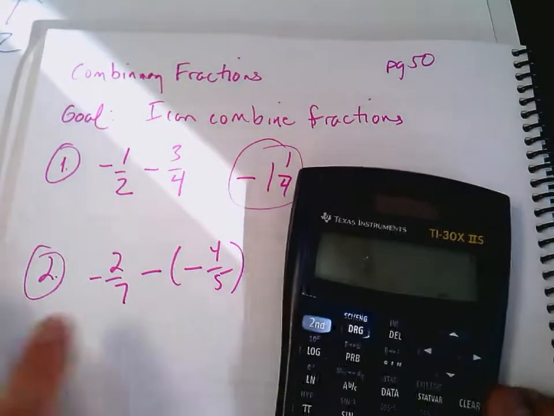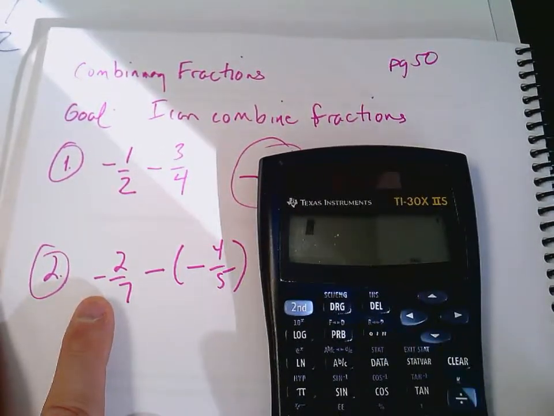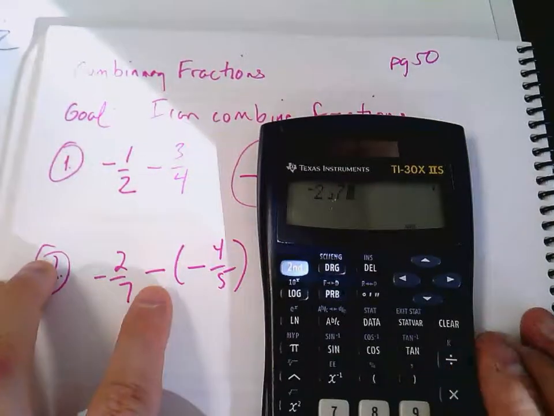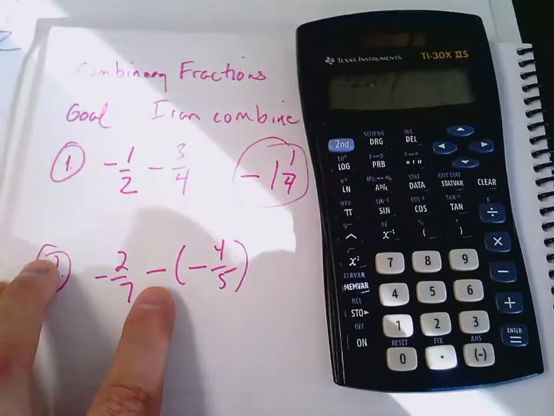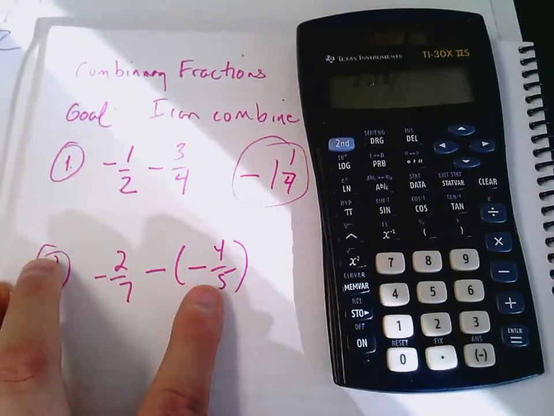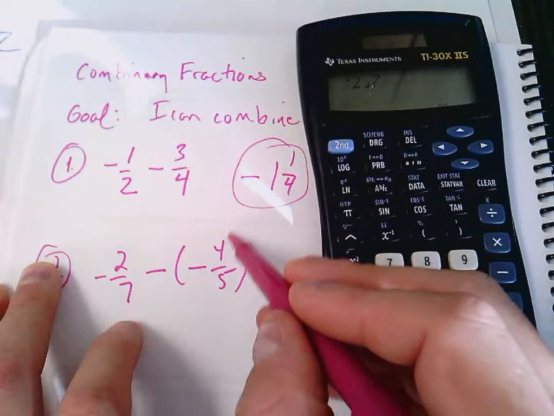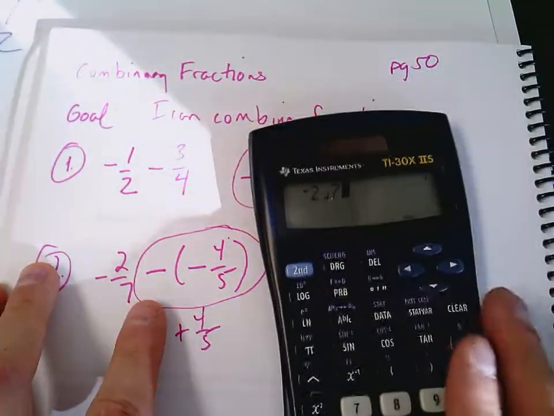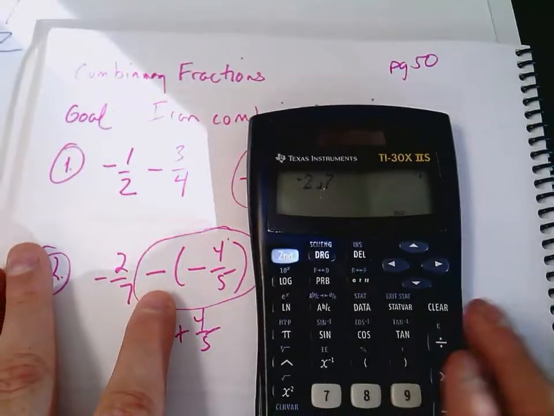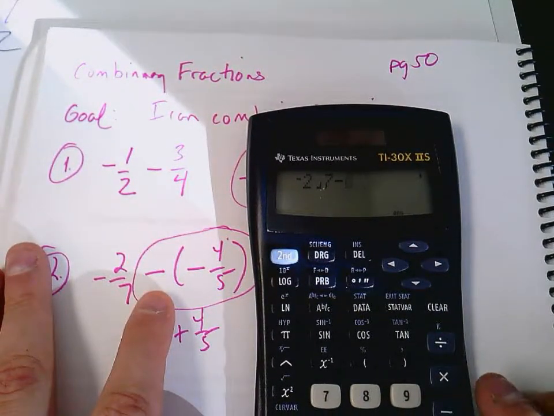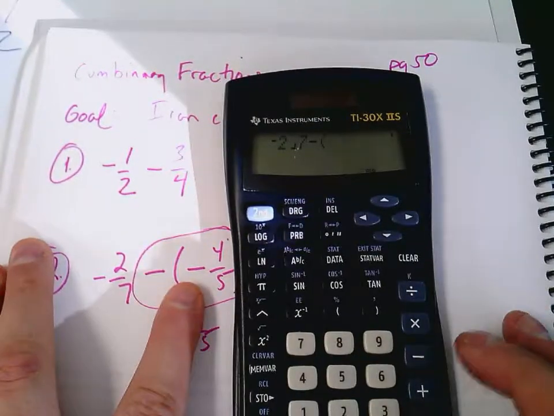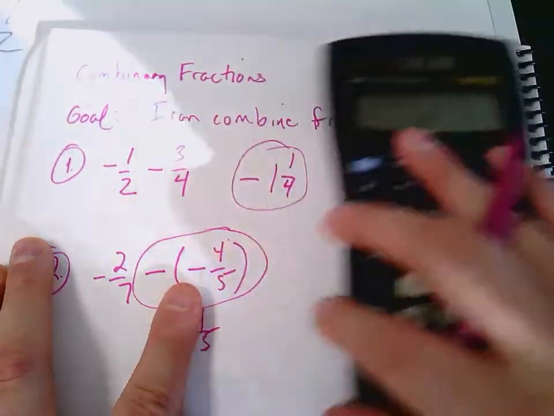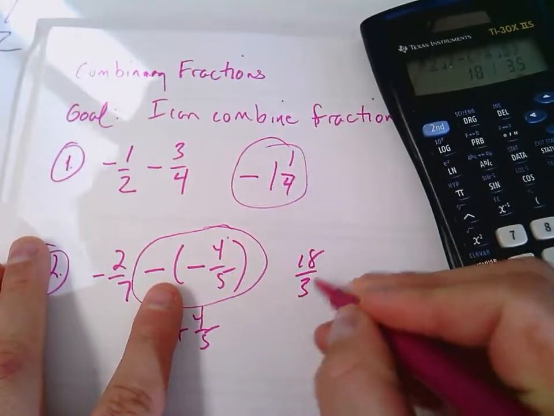Now I have a negative 2/7, so hit the negative button. Negative 2 ABC 7. Now this is the tricky one. You have 2 things you can do: you can put the minus in, then another negative, or you can remember that this really means plus 4/5. If you don't remember that, we'll just do the minus negative. I'll do both of them so you can see. I'm going to hit the minus sign, then parentheses, negative 4 ABC 5, close the parentheses, hit enter, and I get 18 over 35.